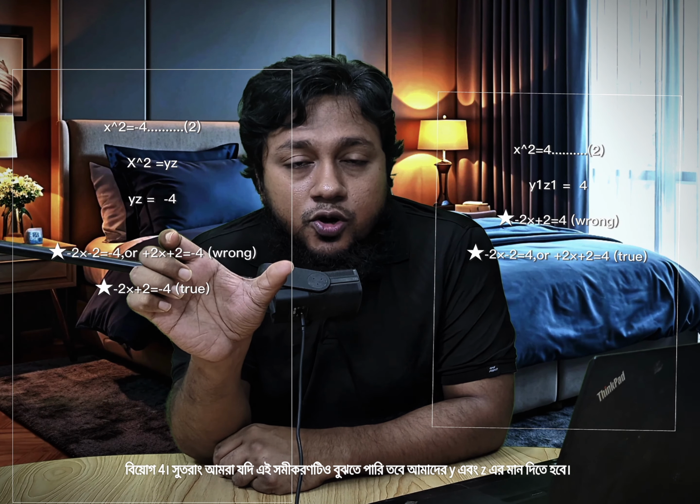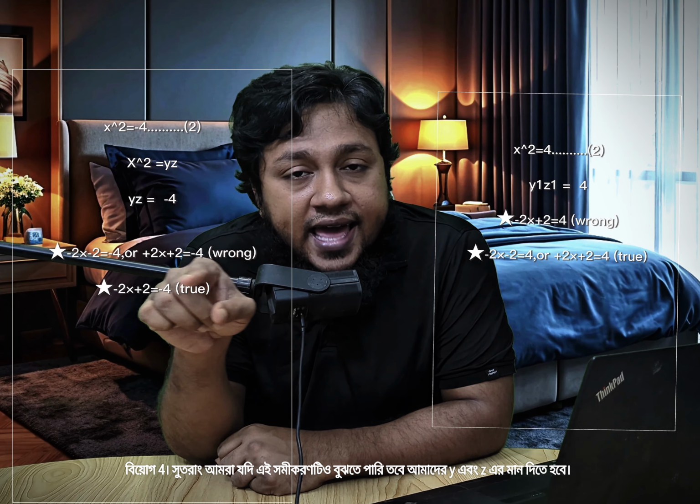Now the quadratic imaginary equation, we can also transform into a two variable equation. Here x square equal to minus 4, we can think that x square equal to yz, that means yz equal to minus 4. To understand this equation, we have to give the values of y and z. If we give y equal to 2 and z equal to 2, then it will not prove this equation. But if we give y equal to minus 2 and z equal to plus 2, then we will prove this equation.